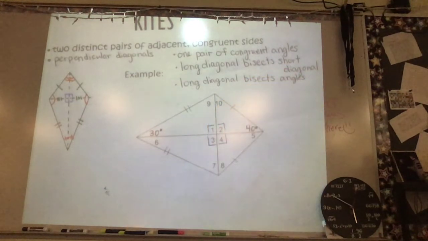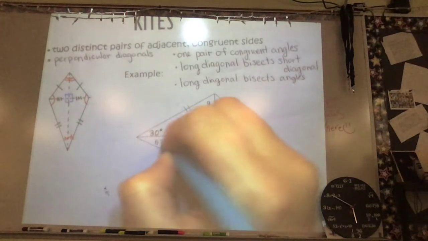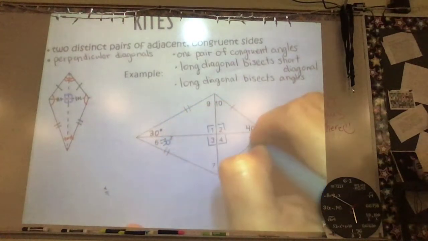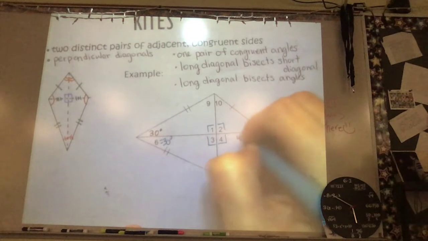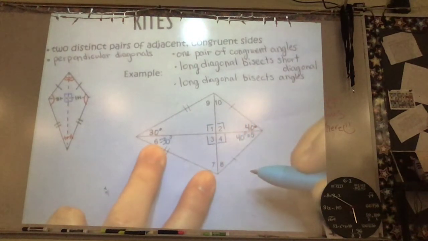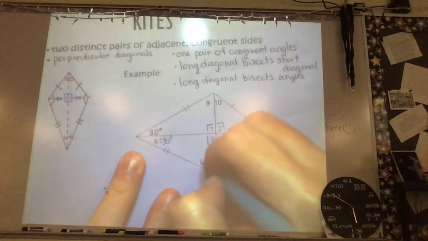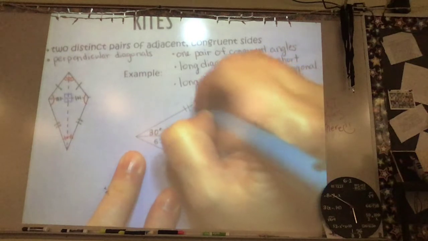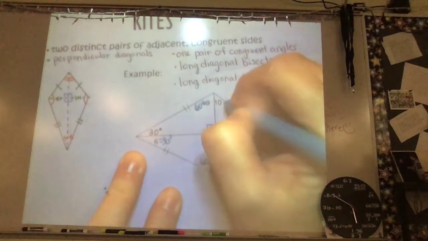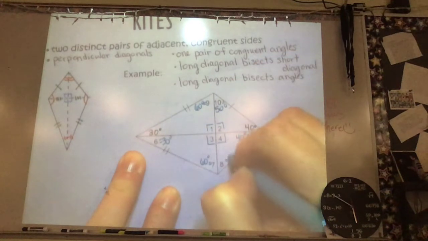90 degrees. We also know that the long diagonal bisects its angles, so angle 6 is also 30. And we know that angle 5 is also 40. So this is now just a triangle sum theorem. The 2 acute angles in any right triangle must add up to 90, so angle 7 must be 60, 9 must be 60, and then 10 must be 50, and 8 must be 50.